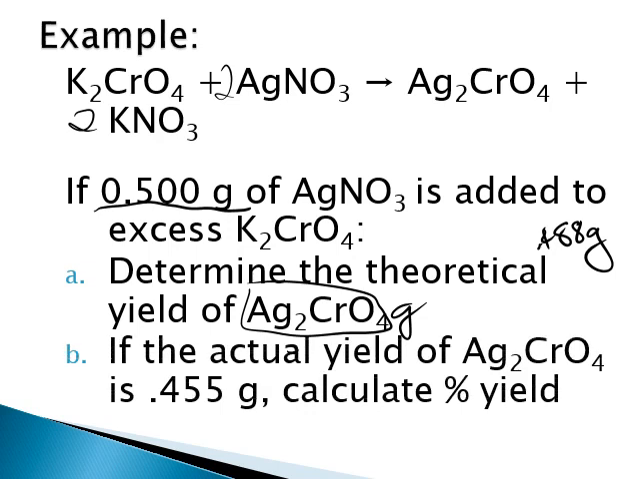All right. If the actual yield was 0.455 grams, calculate the percent yield. So remember, percent yield is actual over theoretical times 100. So we'd have 0.455 over 0.488 times 100.